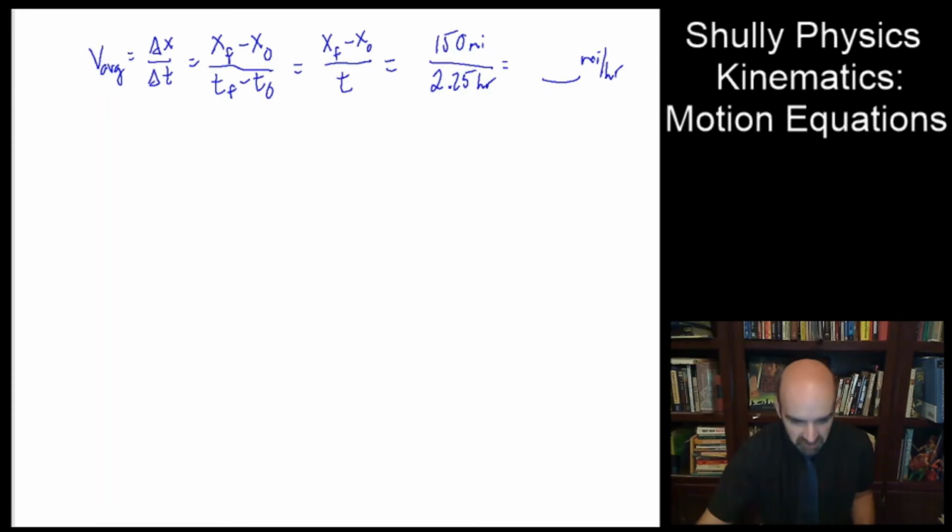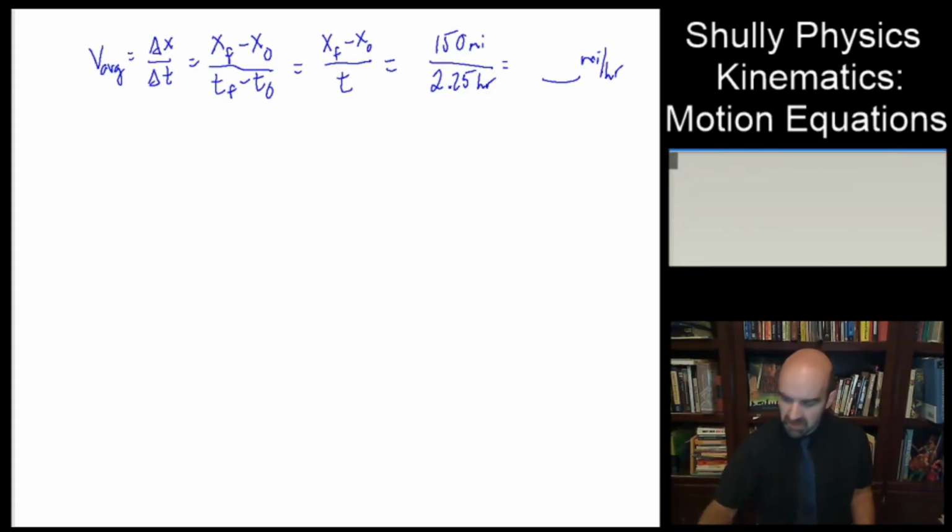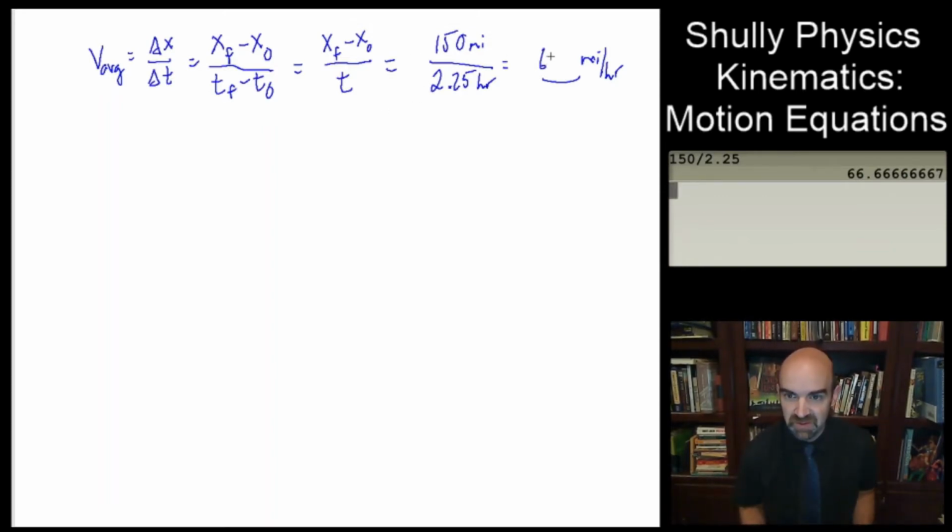So I'll take a minute to bring up my calculator. There it is. And we take 150 divided by 2.25 hours. And so the average speed might be 66.7, we'll just say 67 miles per hour. Wow, that's a fast moving bus. Okay, so I guess it's going faster during a portion and slower. Oh, wait a second. It stopped for 20 minutes. Isn't that going to bring our average speed down?